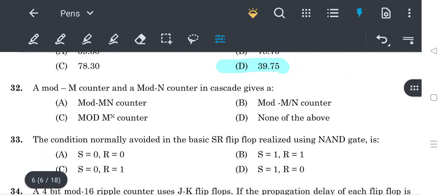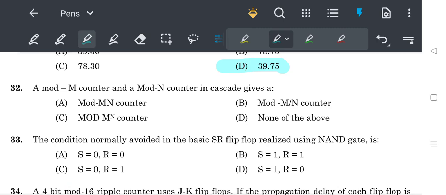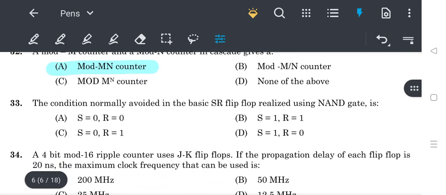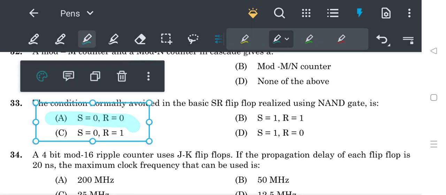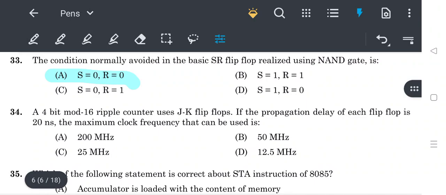Next question, a mode M counter and a mode N counter in a cascade is given by 32. Answer A, mode MN counter. The condition normally avoided in the basic SR flip-flop realized using NAND gate is. Answer, option A, S equal to 0, R equal to 0.